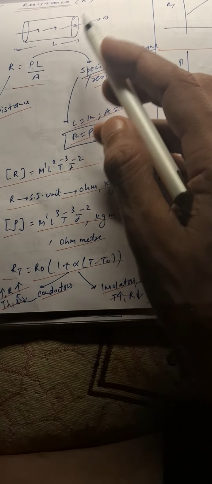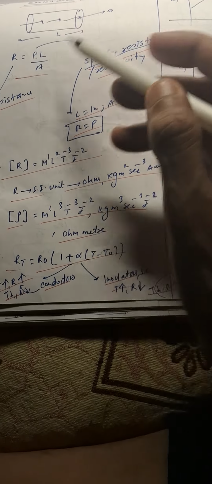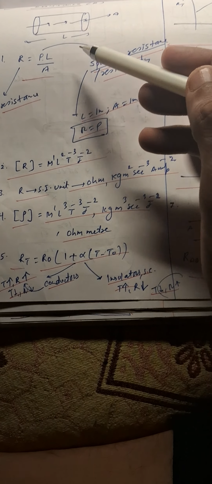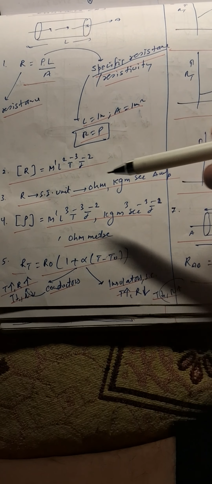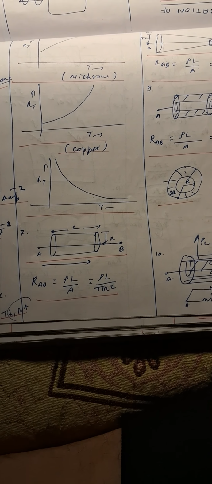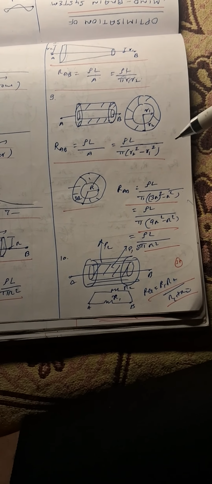Then we have a problem based on resistance, its values, dimensional formula, SI unit, CGS unit, dependency on temperature, graphical analysis, variation with various parameters, frustum example.